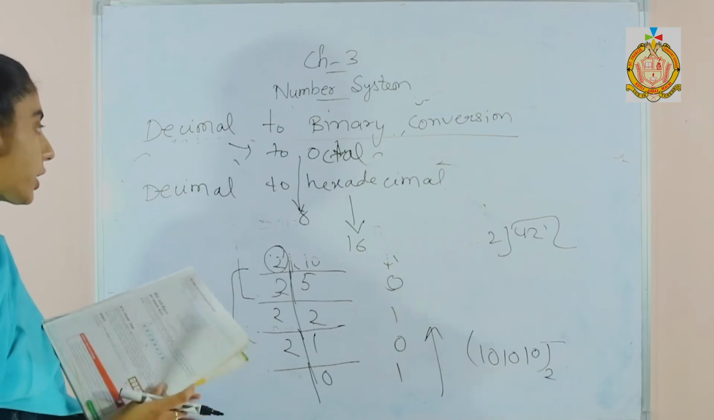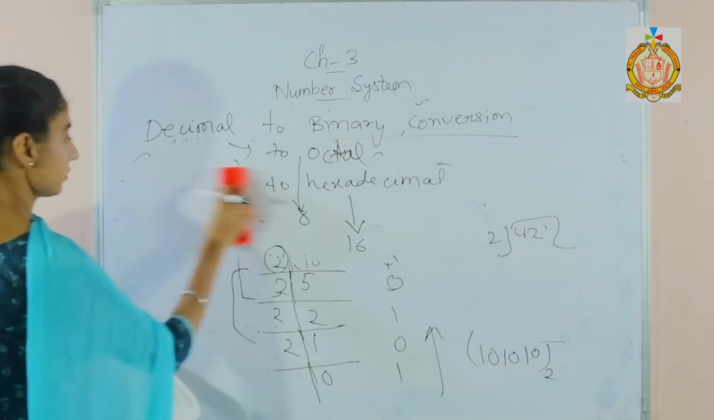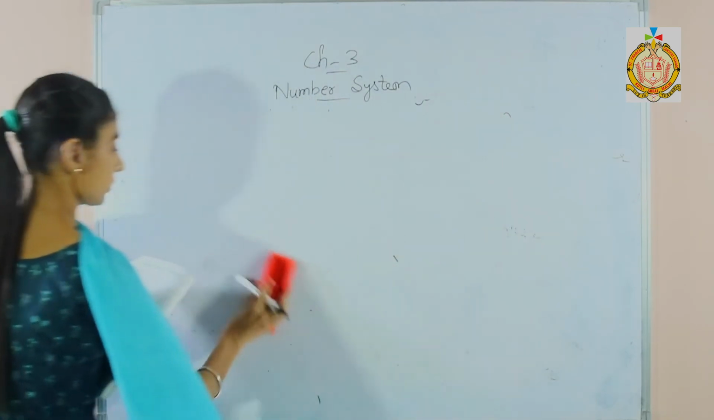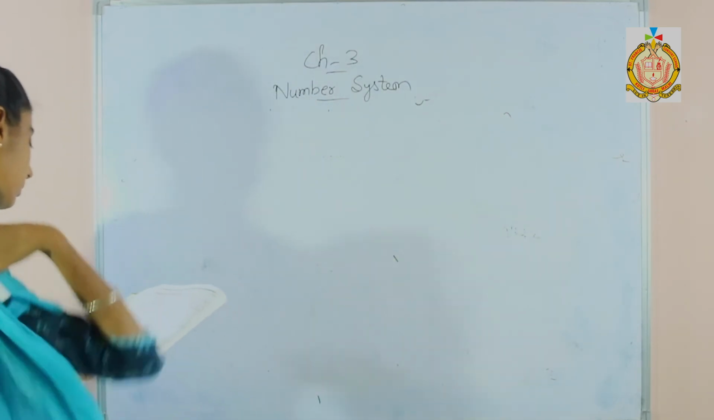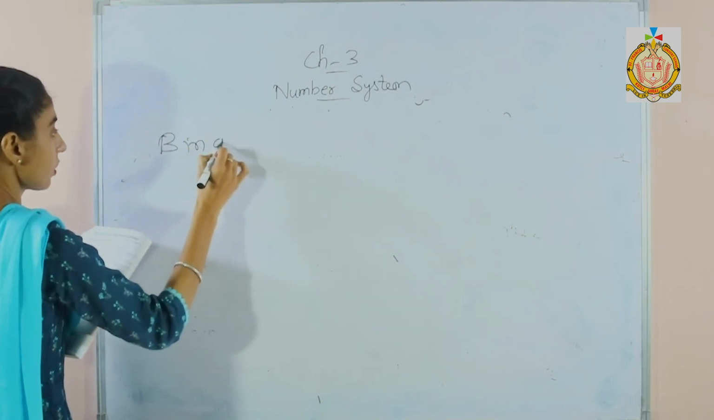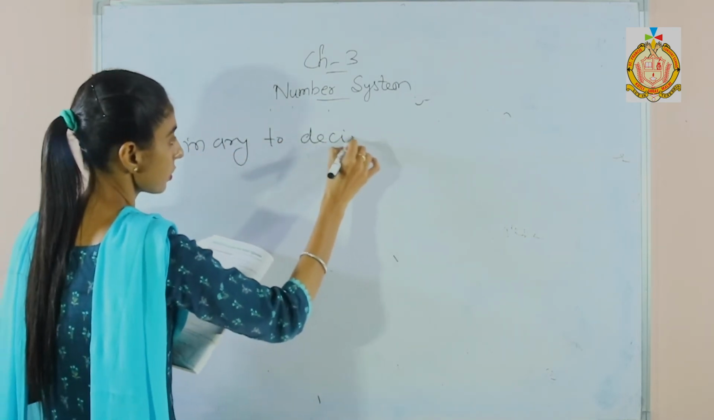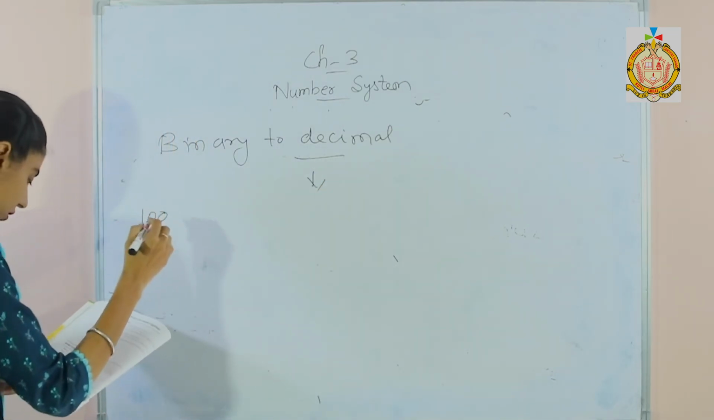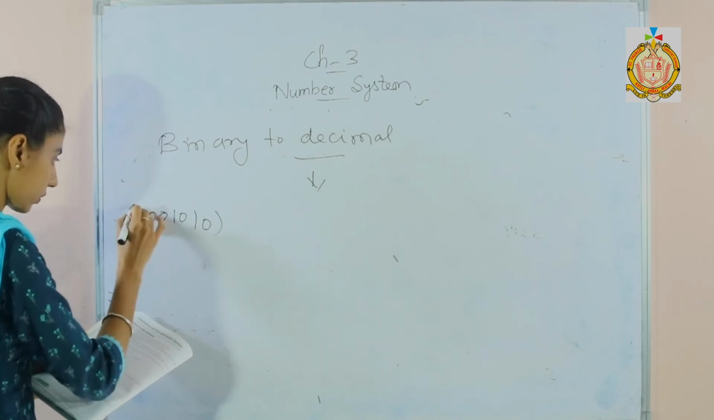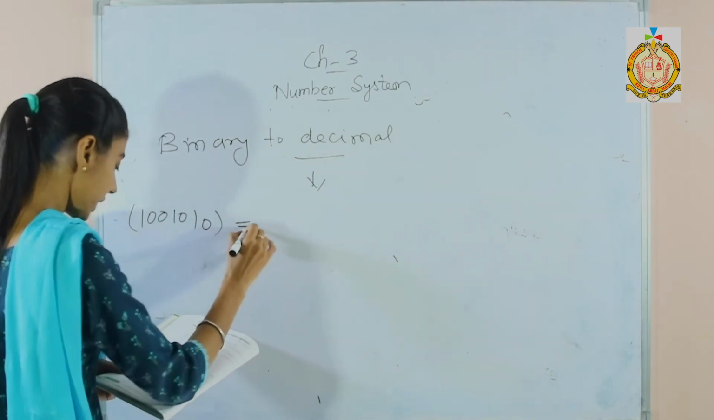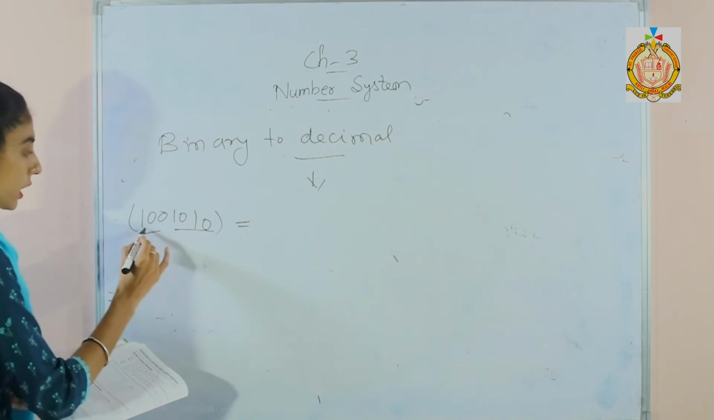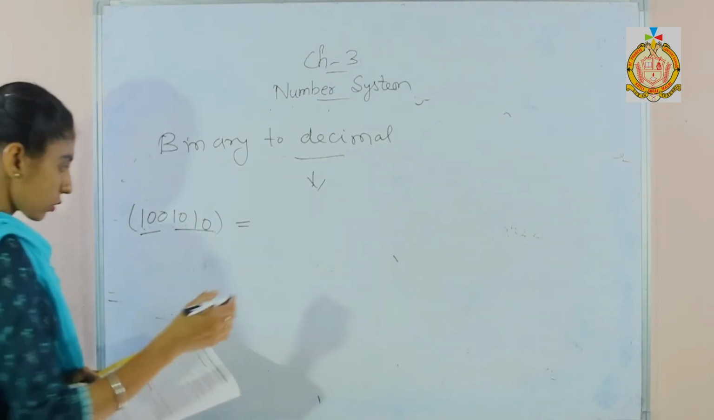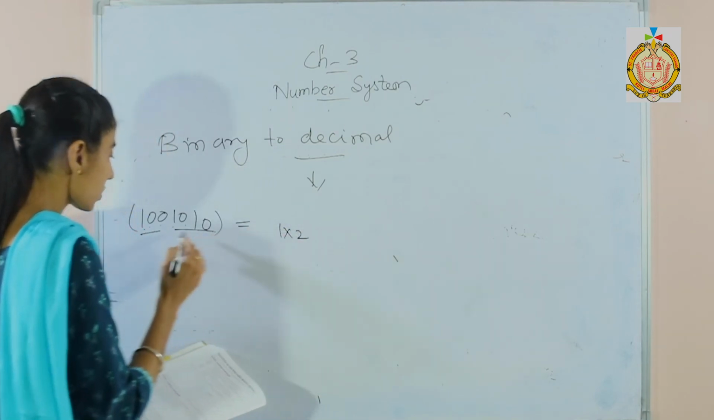Next one is the binary to decimal conversion. Binary to decimal. In this, 1 0 0 1 0 1 0. So binary to decimal we have to write. How many digits are here? 1 2 3 4 5 6 7. So 7 successive powers you will multiply with this. So the binary's base number is 2. So 7 digits are here.